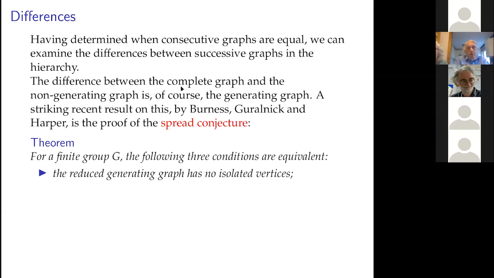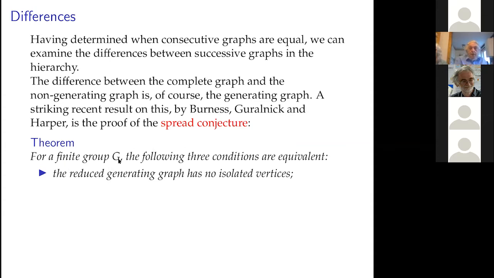The difference between the complete graph and the non-generating graph is just the generating graph. So two elements are joined if they generate the group. And there's a remarkable recent result on this by Bernes, Guralnik, and Harper. They've proved a fairly long-standing conjecture. So this is what the theorem says.